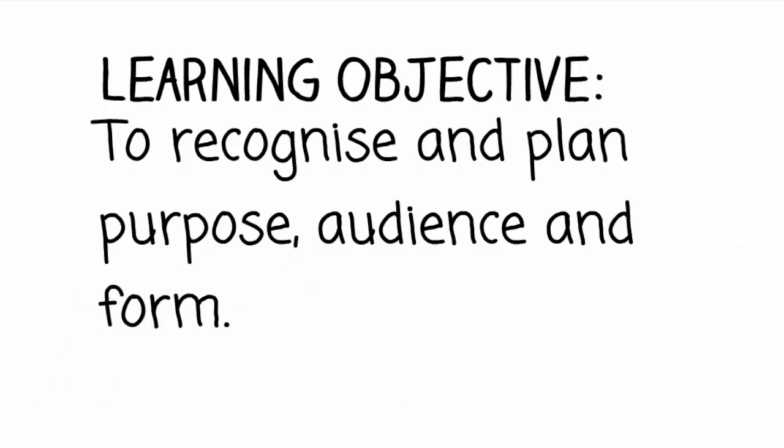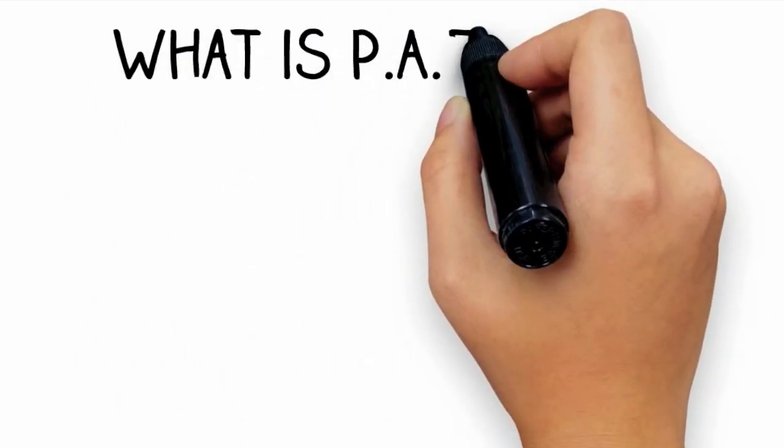Our learning objective today is to recognise and plan purpose, audience and form. So that's recognise for the reading section and use it to help you plan for the writing section. So you can see that purpose, audience, form play a really important role in both sections or both papers for English. So let's start with the basics.